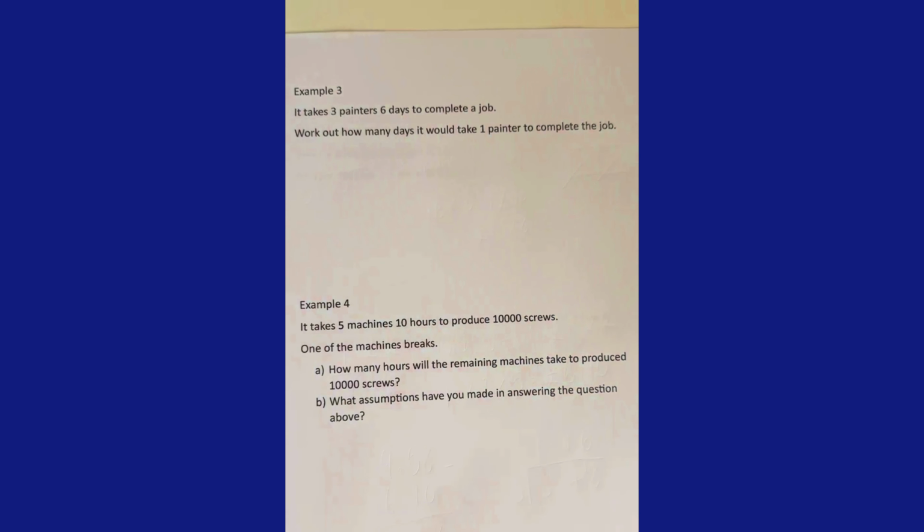Okay, let's have a look at example number 3, a slightly different proportion question here. It takes 3 painters 6 days to complete a job. Work out how many days it would take 1 painter. Now, a really common mistake here is to do division. And a lot of people do 6 divided by 3 and get 2.